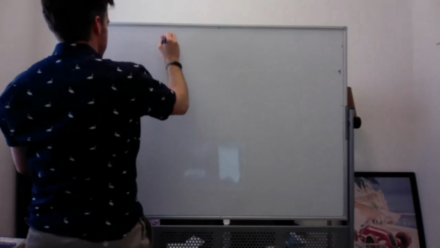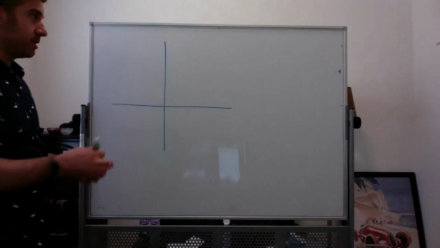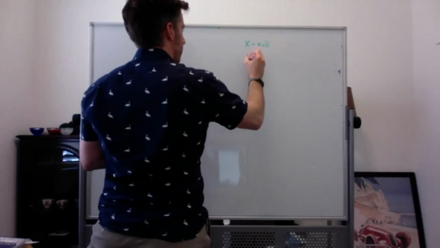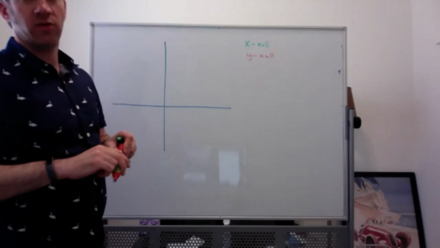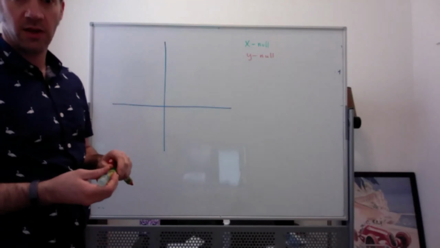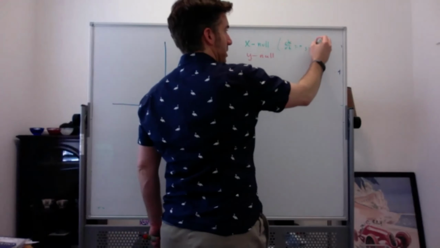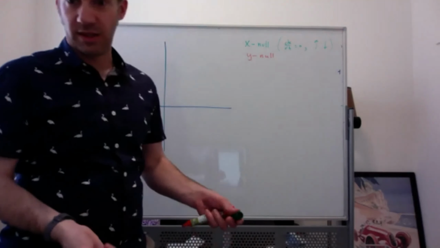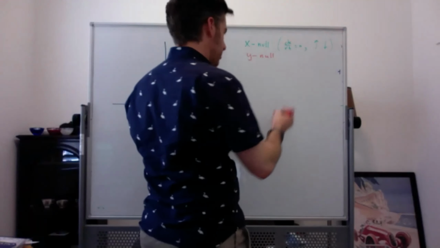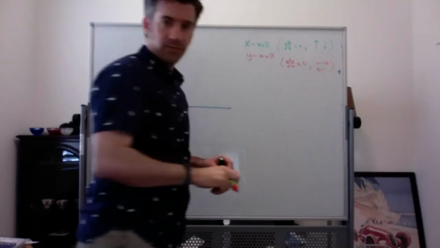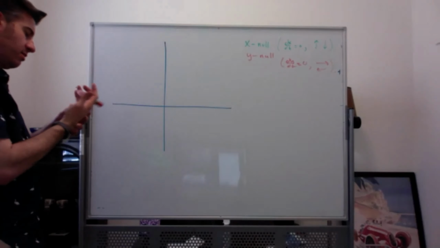Now, I've got a few things to draw, so let's use red and green. We'll do the x null lines in green and the y null lines in red. As a reminder, the x null lines are where dx/dt is equal to 0, which means my arrows are going to be up or down. That has to be the case. In a similar way, the y null lines are where dy/dt equals 0, so our arrows have to be pointing left or right.